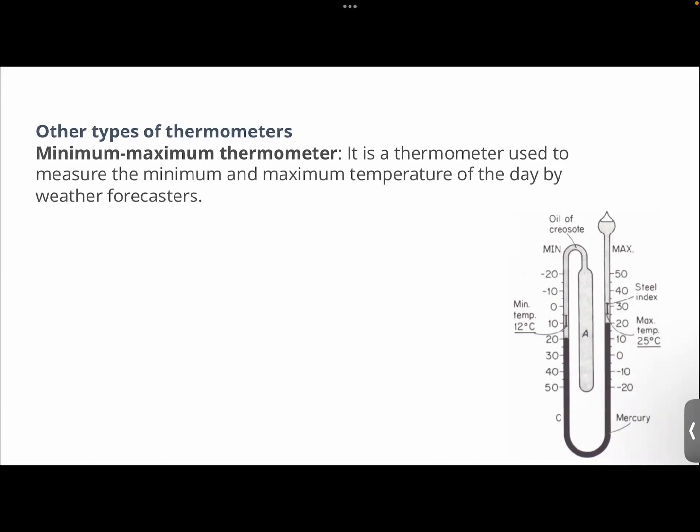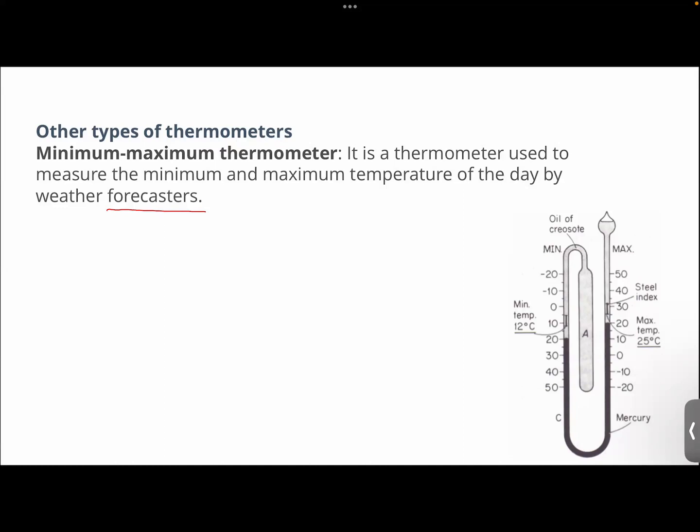By day weather forecasts. Like what temperature is today, what temperature is going to be tomorrow, and what temperature is going to be at different hours of the day. That is basically provided by this minimum maximum thermometer. So that question might also be asked.